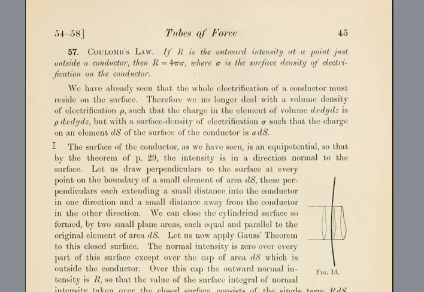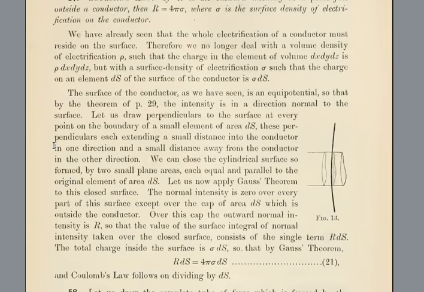The surface of the conductor, as we have seen, is an equipotential, so that by a previous theorem, the intensity is in a direction normal to the surface. Let us draw perpendiculars to the surface at every point on the boundary of a small element of area ds, these perpendiculars each extending a small distance into the conductor in one direction, and a small distance away from the conductor in the other direction. We can close the cylindrical surface so formed by two small plane areas, each equal and parallel to the original element of area ds. Let us now apply Gauss's theorem to this closed surface.